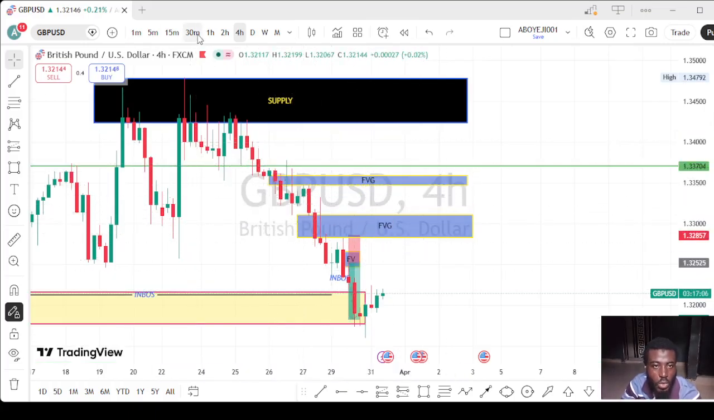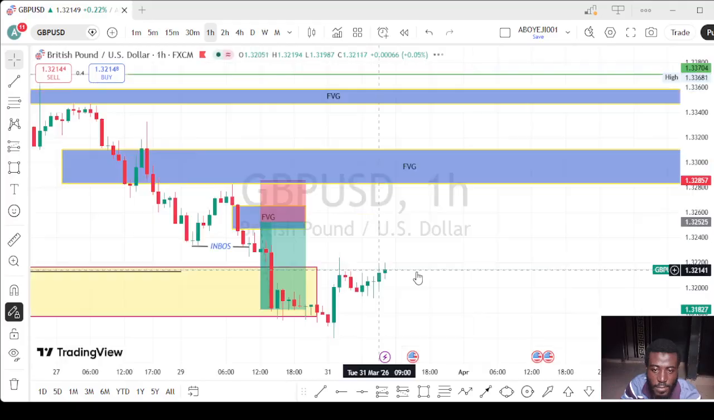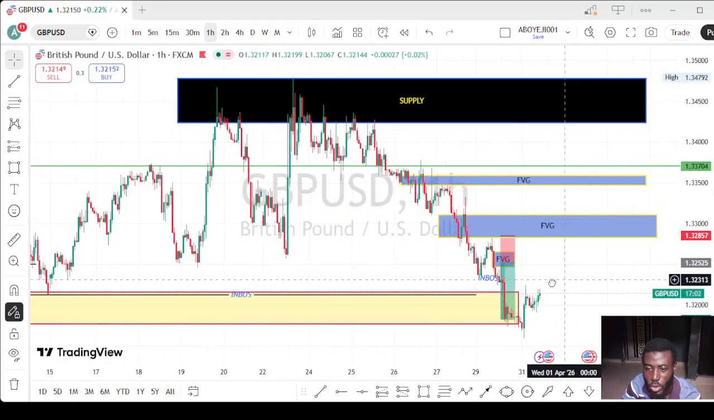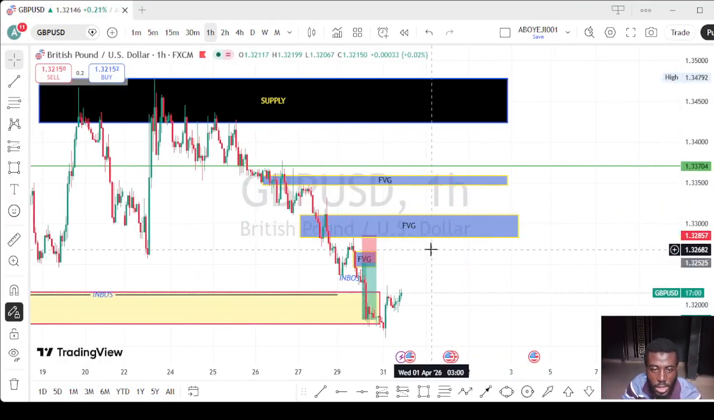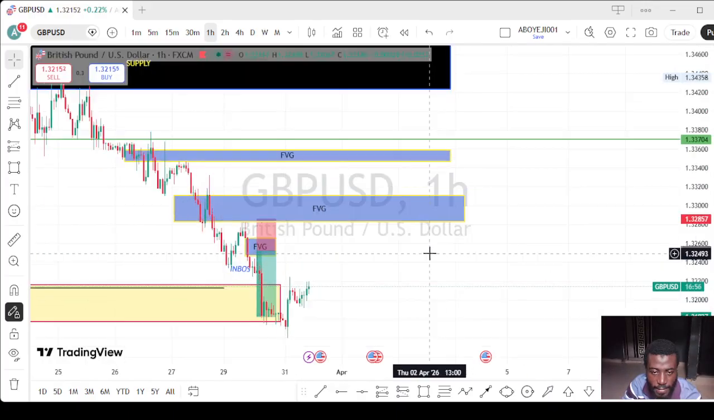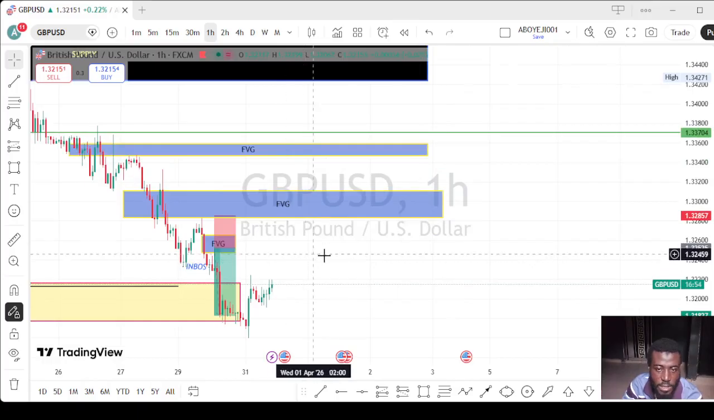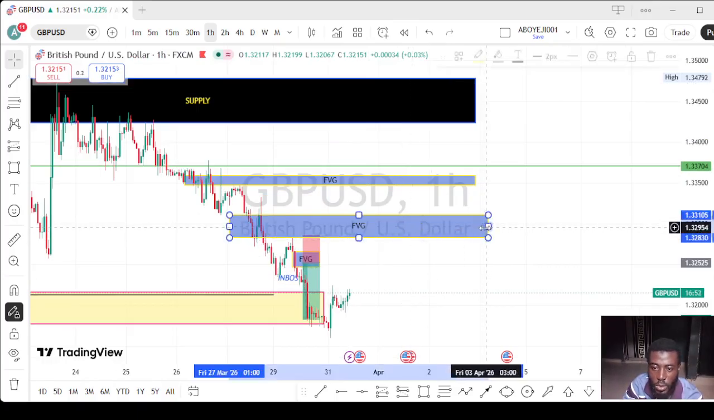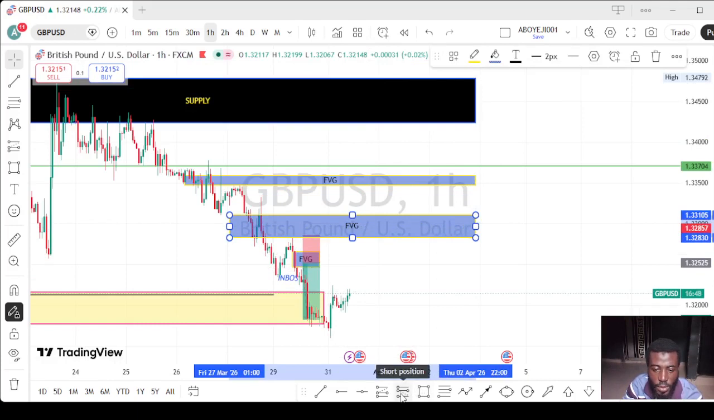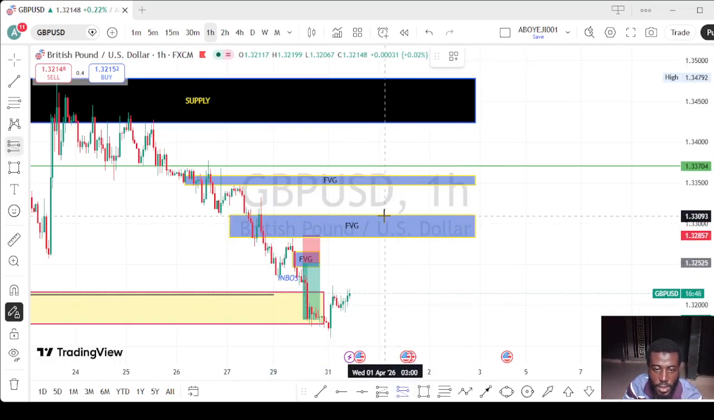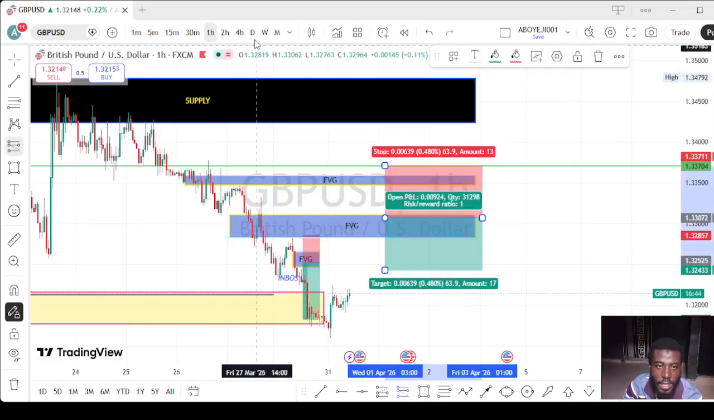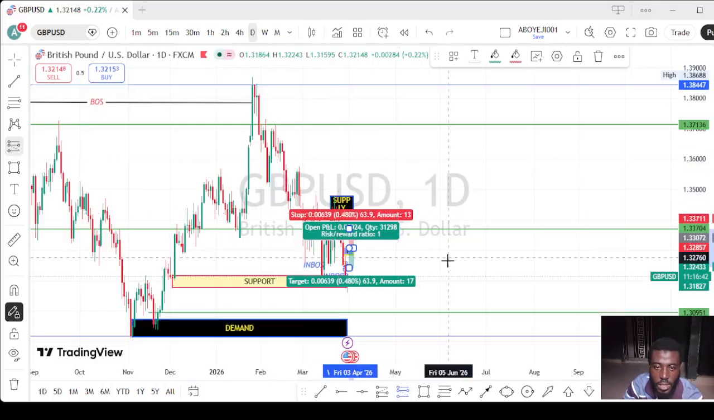But we use the daily time frame. We find opportunity on this or on this 50%. So where can we see the opportunity now? Let's say we are buying. Let's say the 50%.